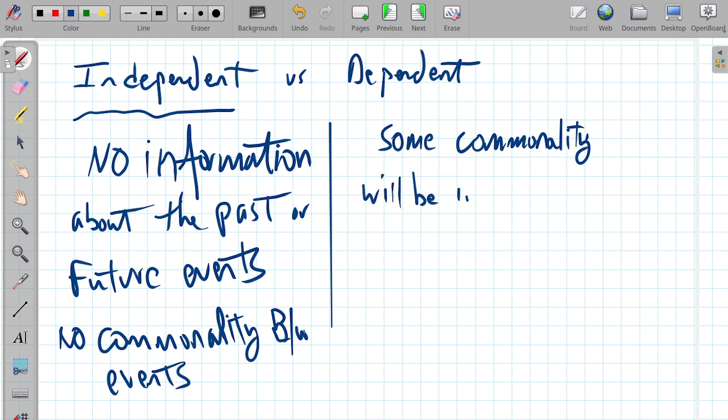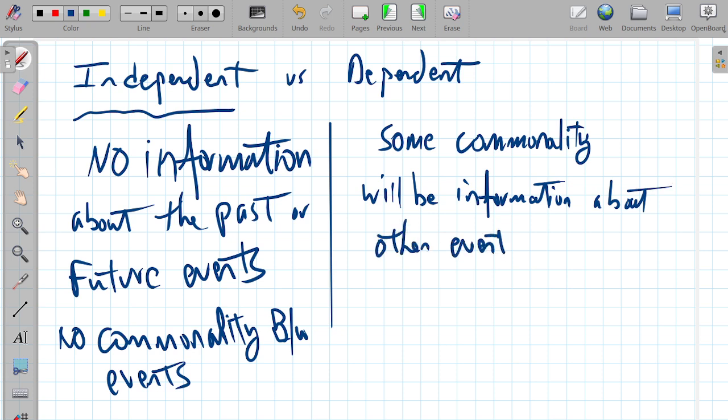There will be information. What's the word I'm going to use after that? There will be information about other events or observations. So you can't escape that.